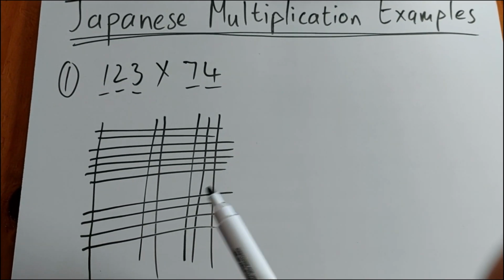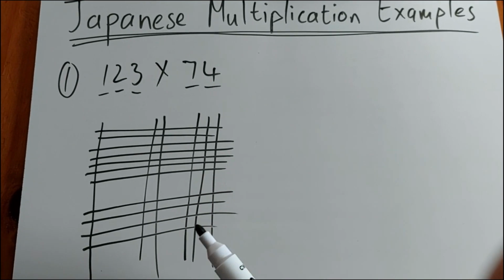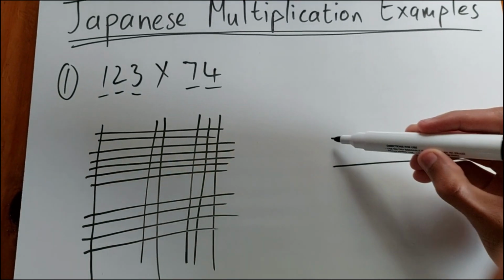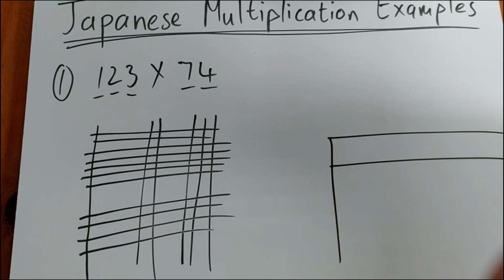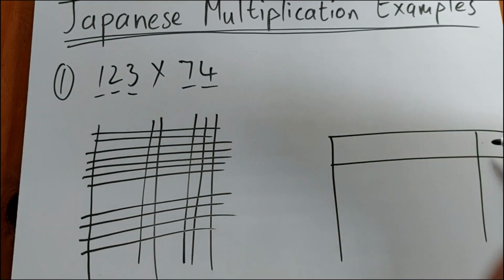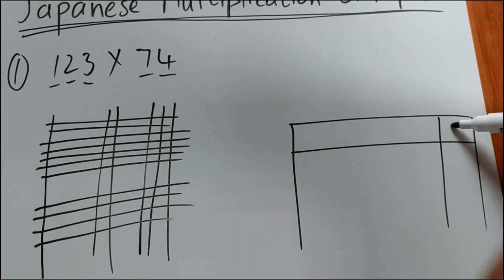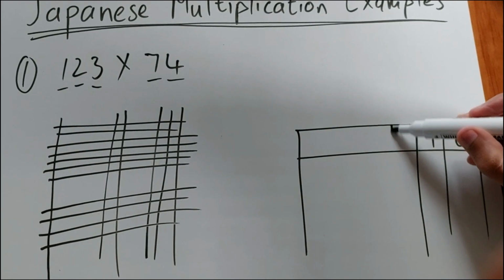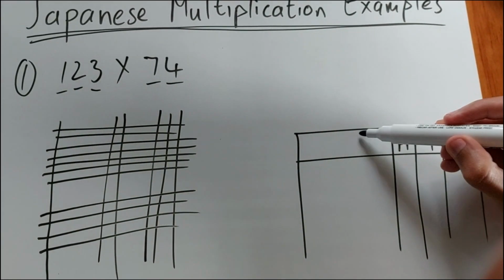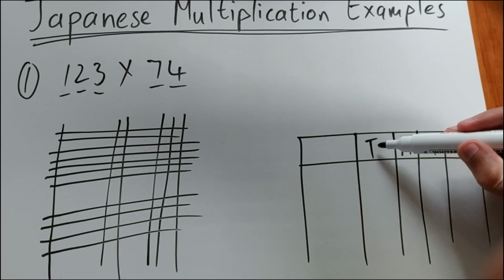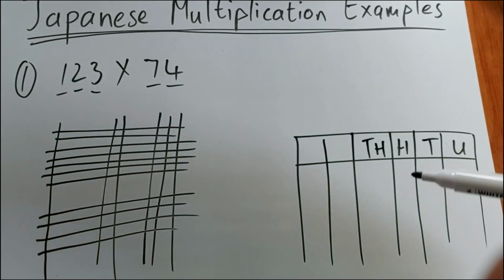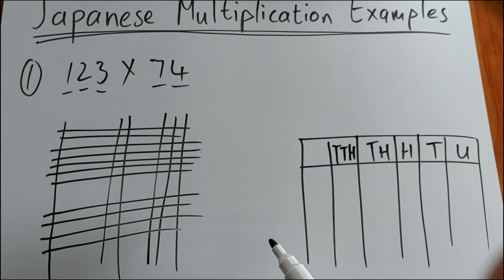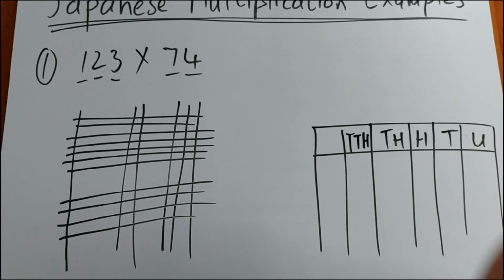And the way I prefer to do my Japanese multiplication method is by drawing a table for my place values. So I will have my units here, my tens, my hundreds, my thousands, my 10,000, and then an extra one.